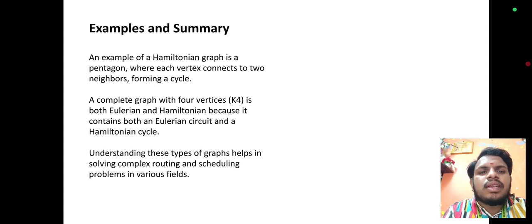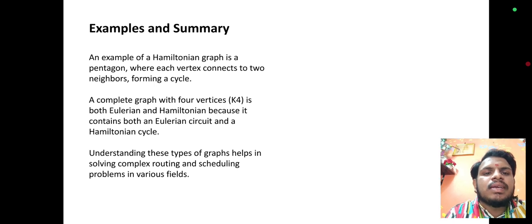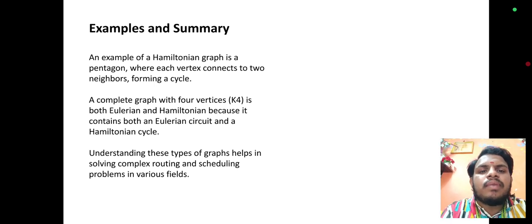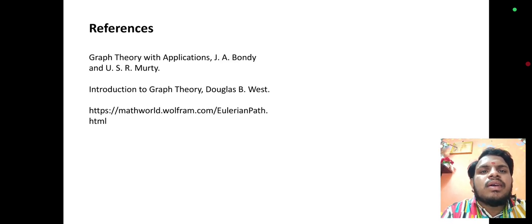It contains both Eulerian circuits and Hamiltonian cycles. Understanding these types of graphs helps in solving complex routing and scheduling problems in various fields. References: Graph Theory with Applications, J. A. Bondy and U. S. R. Murty; Introduction to Graph Theory, D. B. West.